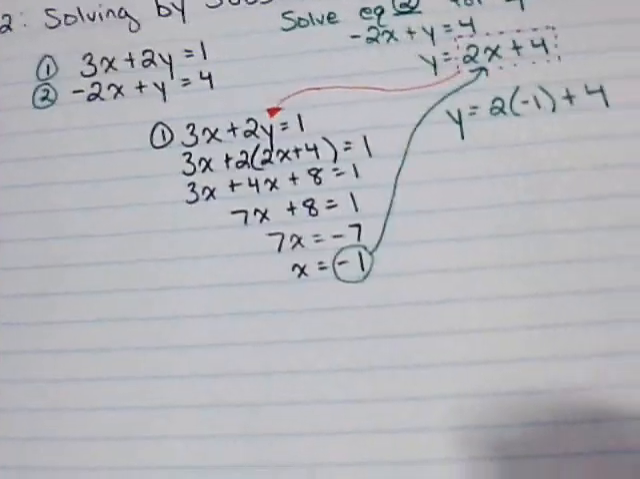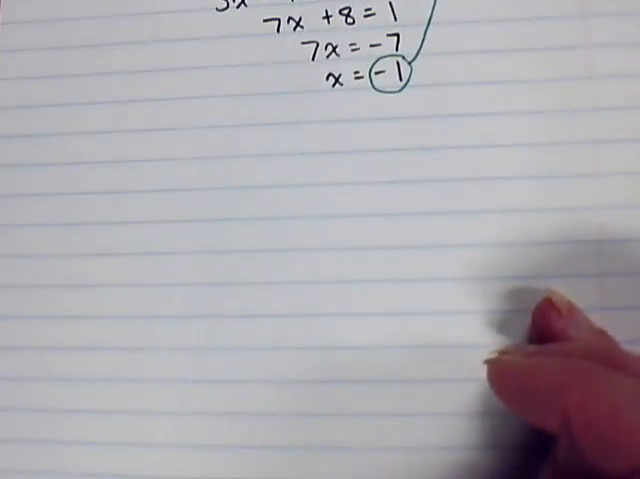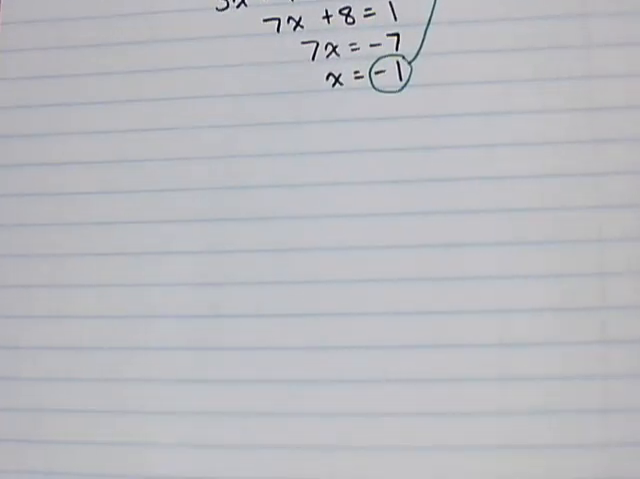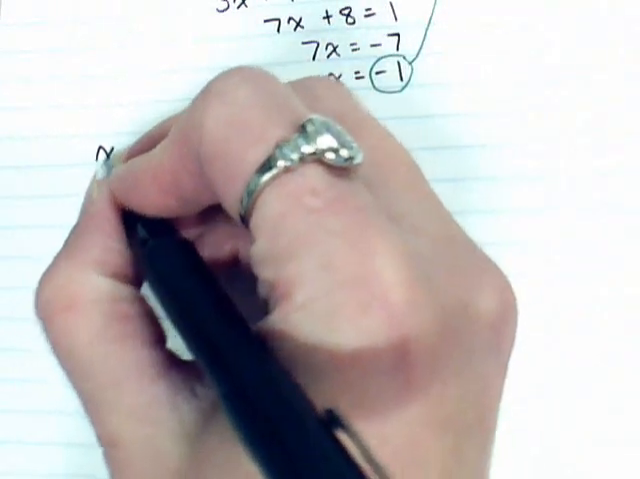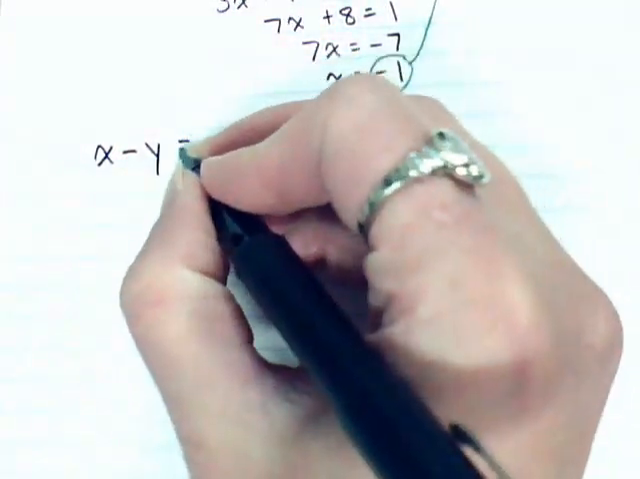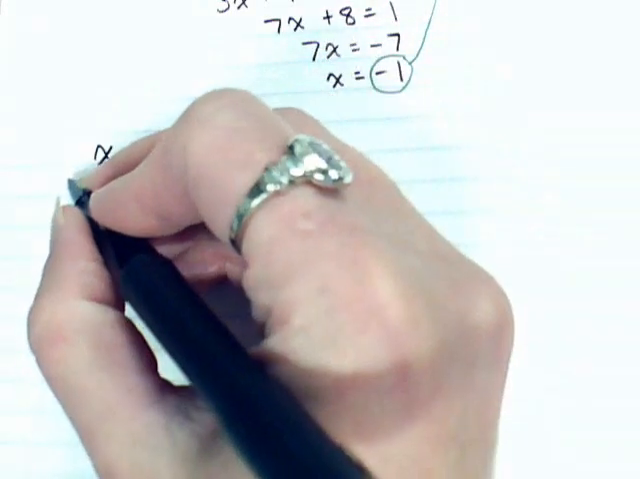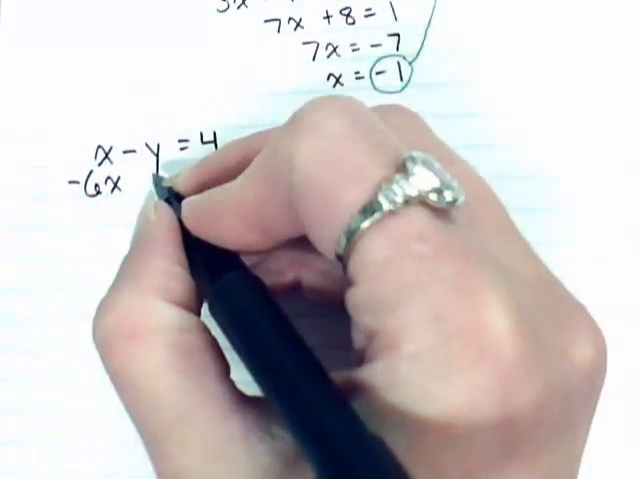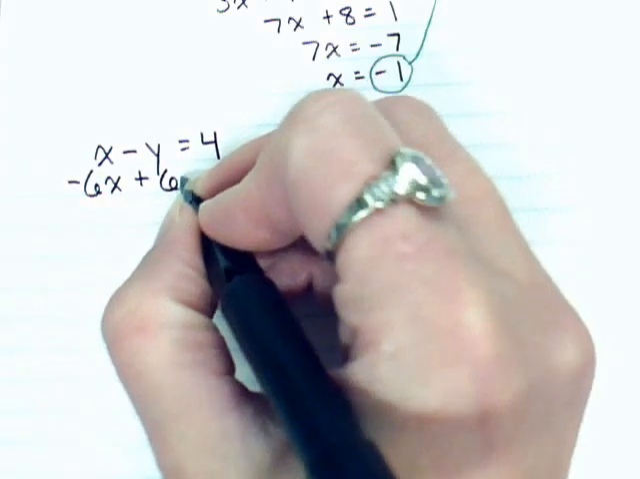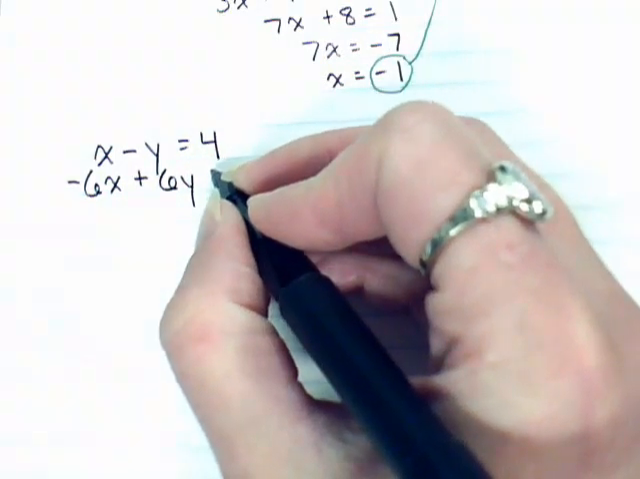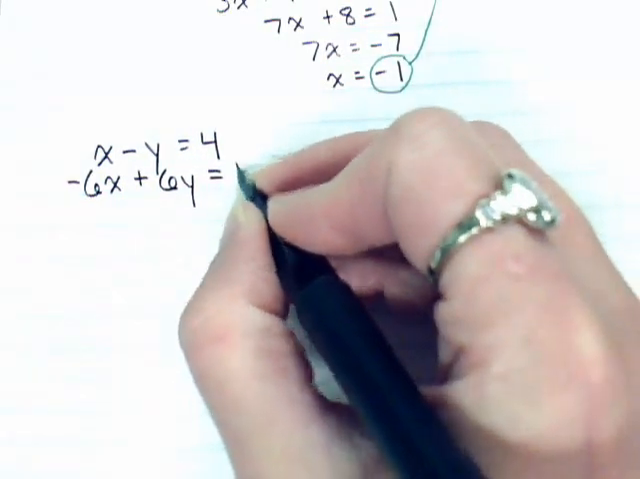Let's do another example here for substitution. x minus y equals 4, and negative 6x plus 6y equals 18.